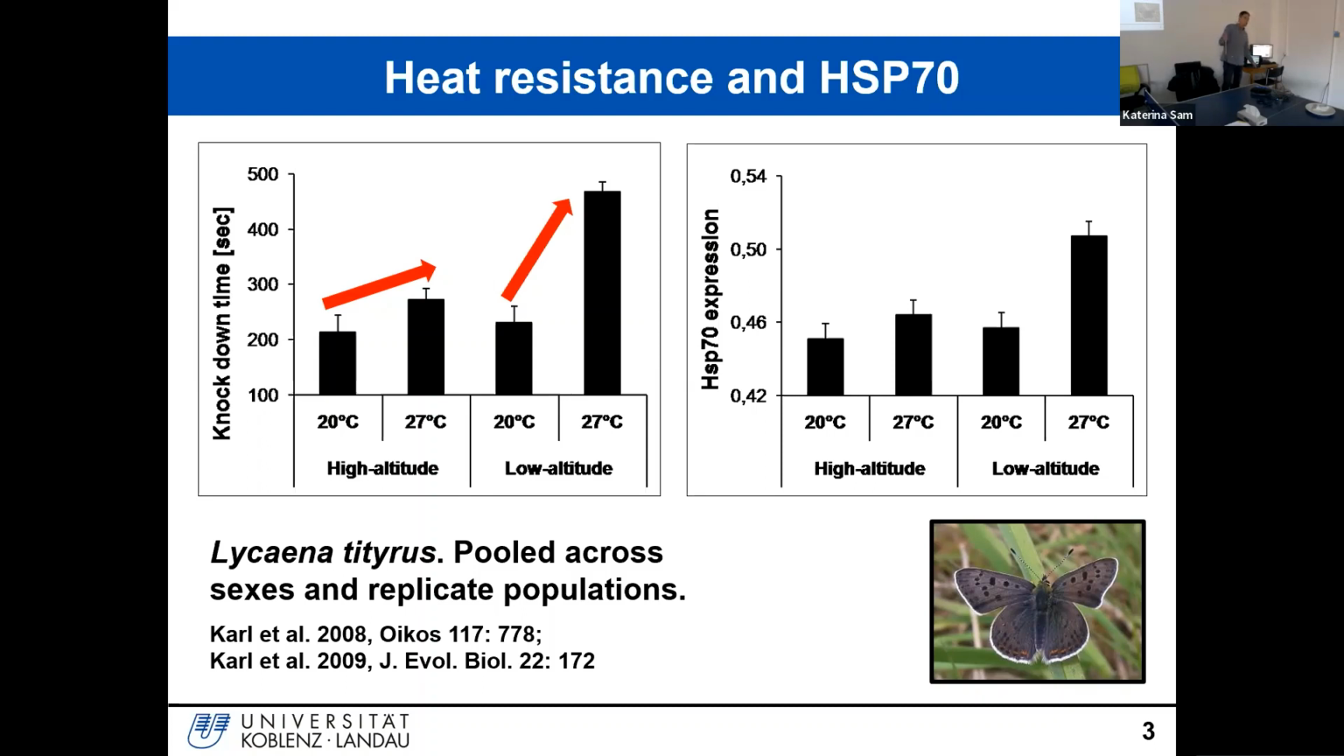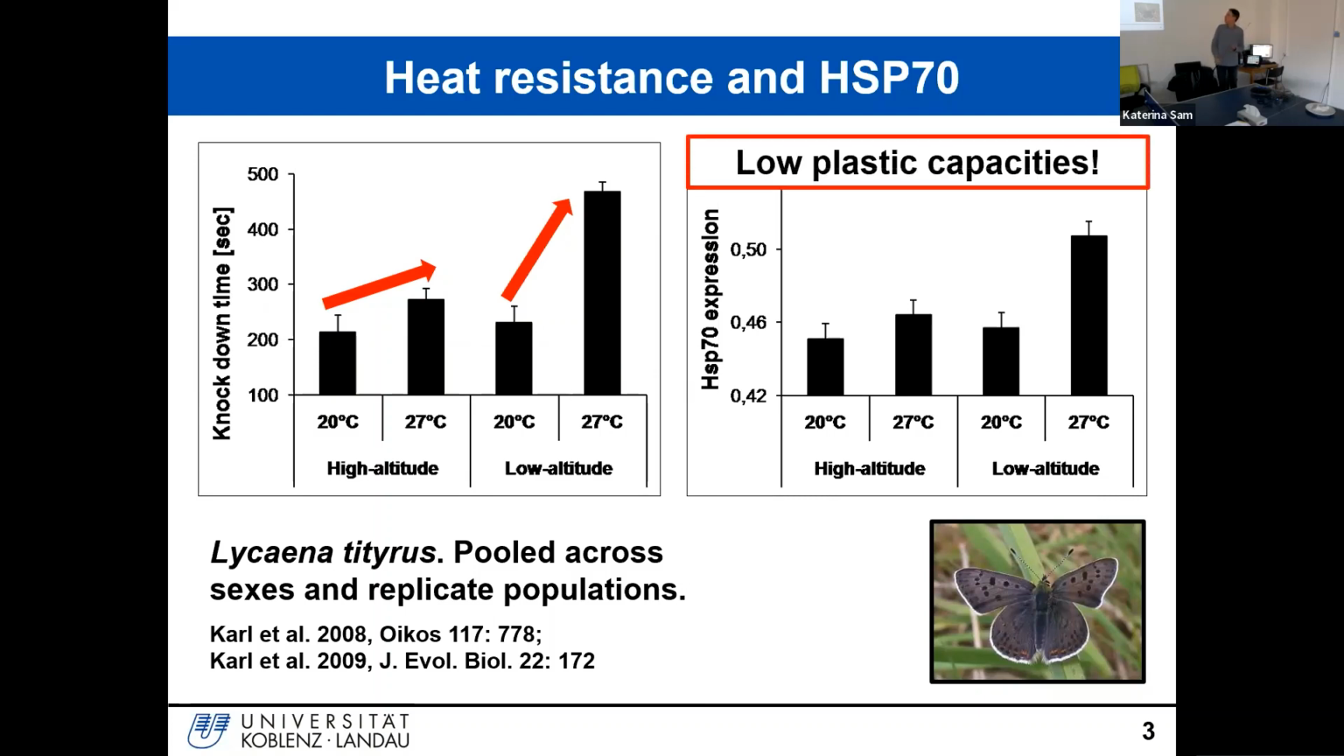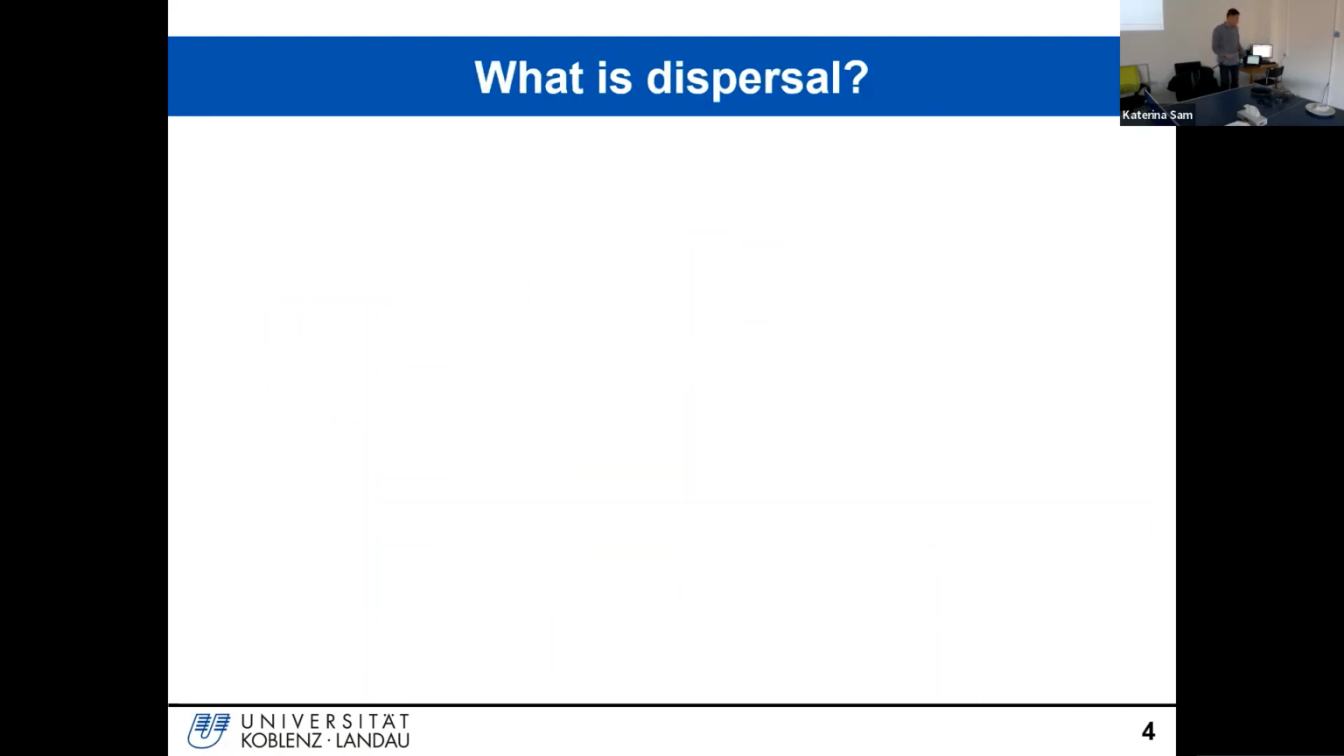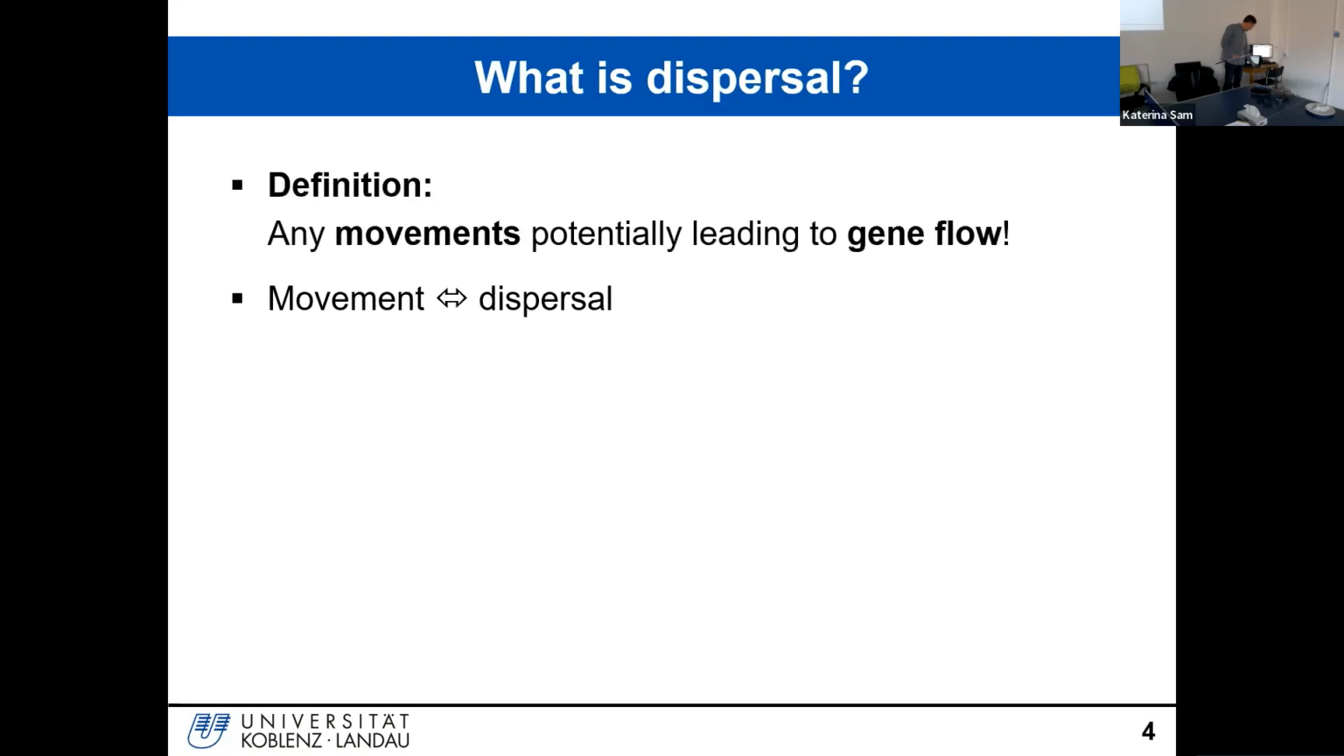All right, so this was a flavor on plastic and genetic responses. And now I will switch. So that's the key message: low plastic capacities in the high altitude populations. And then I will switch to dispersal, and I click a bit further.